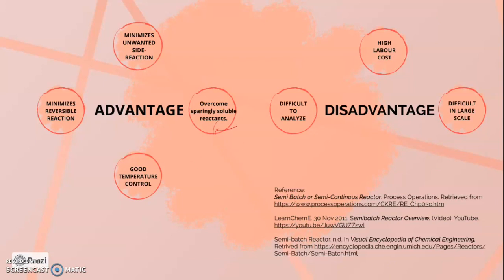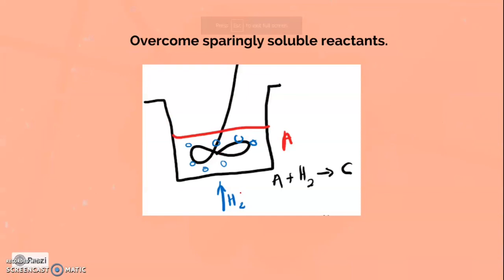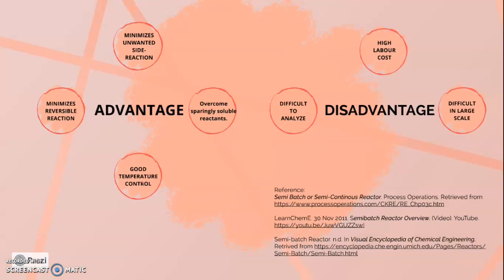So secondly, it can overcome sparingly soluble reactants. For example, you want to perform a hydrogenation process, right? Hydrogenation reaction, but the concentration of the hydrogen that you obtain is quite low, so you have to continuously supply hydrogen to your reactor in order for that reaction to occur. So that's the good thing about semi-batch reactor. You can continuously flow another reactant into the reactor.